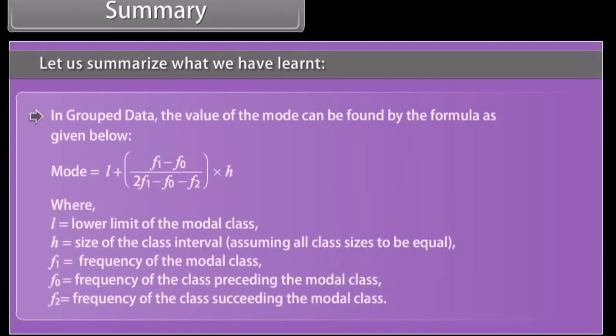In grouped data, the value of the mode can be found by the formula as given: L plus (f1 minus f0) divided by (2f1 minus f0 minus f2) multiplied by h, where L is equal to the lower limit of the modal class, h equals the size of the class interval, assuming all class sizes to be equal. f1 equals frequency of the modal class, f0 equals frequency of the class preceding the modal class, f2 equals frequency of the class succeeding the modal class.